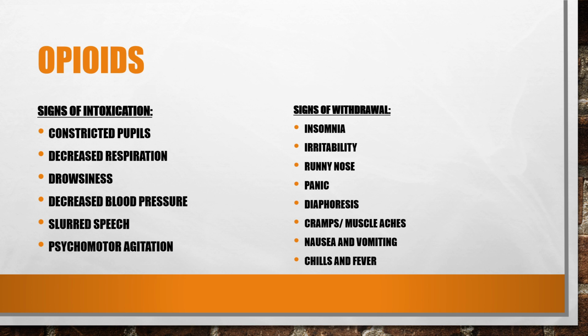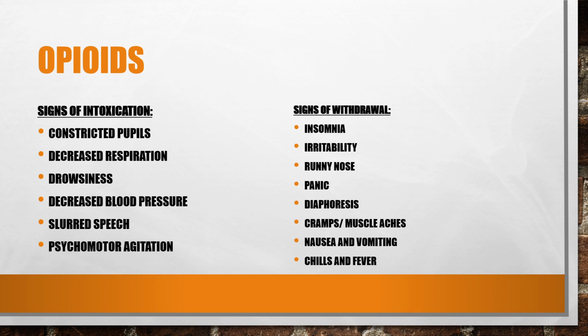So with stimulants, I'm very stimulated, I have dilated pupils, with amphetamines, meth, crack, cocaine, LSD, and PCP. With opioids, and people unfortunately misperceive heroin as an amphetamine, it's actually an opioid, okay? With heroin, Lorcets, Norco, things like that, we have very small pinpoint pupils if we're intoxicated, decreased respirations, because remember, physiologically it's depressing the body. Drowsiness can happen, decreased blood pressure, slurred speech, and even psychomotor agitation.